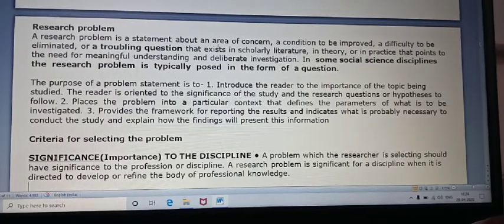In most of the social sciences, the research problem is posed in the form of a question. For example, if there are 10 people smoking and out of which 4 people got cancer, the research question would be, does smoking cause cancer? That is the research question. And the research problem is, a person who smokes has a high risk of getting cancer. So that is a problem, and you are going to study about the problem.